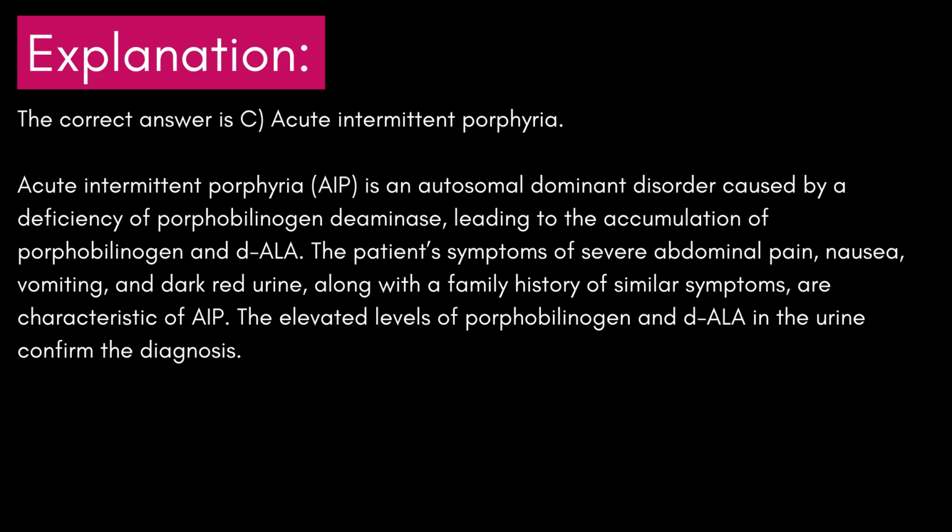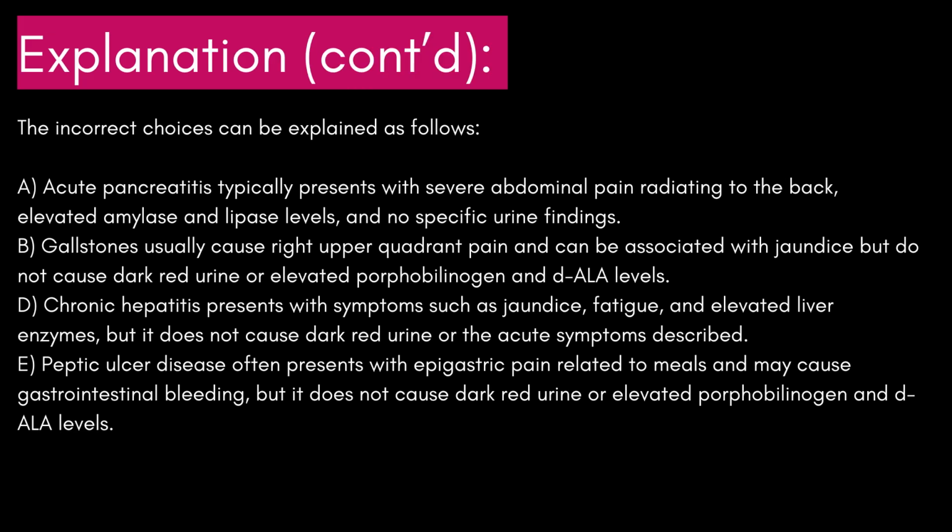All right, let's go ahead and see why the other answer choices are incorrect. The incorrect choices can be explained as follows. Acute pancreatitis typically presents with severe abdominal pain radiating to the back, elevated amylase and lipase levels, and no specific urine findings. Gallstones usually cause right upper quadrant pain and can be associated with jaundice but do not cause dark red urine or elevated porphobilinogen and ALA levels.